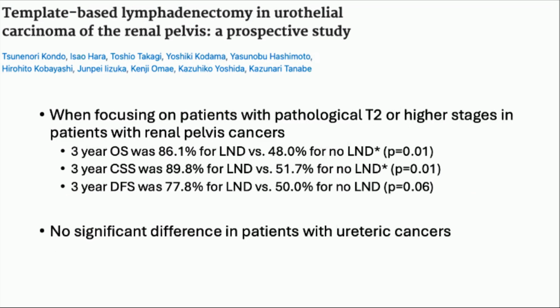When they focused on patients with pathological T-stage disease, because when they included all comers, there was no real significant benefit in all of these factors, they found statistical significance for 3-year overall survival and cancer-specific survival favoring lymph node dissection compared to no lymph node dissection. However, disease-free rates, which I would argue is the most important thing when looking at the study, especially given the fact that they kind of cherry-picked the patients who would be receiving lymph node dissection, was not statistically significant, and there was no significant difference in patients with distal ureteric cancers.